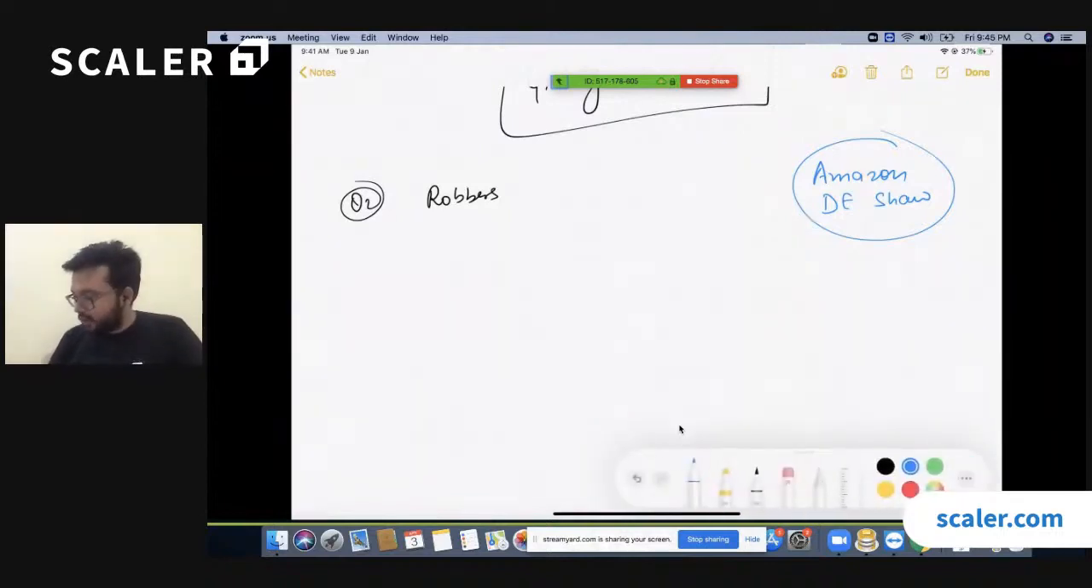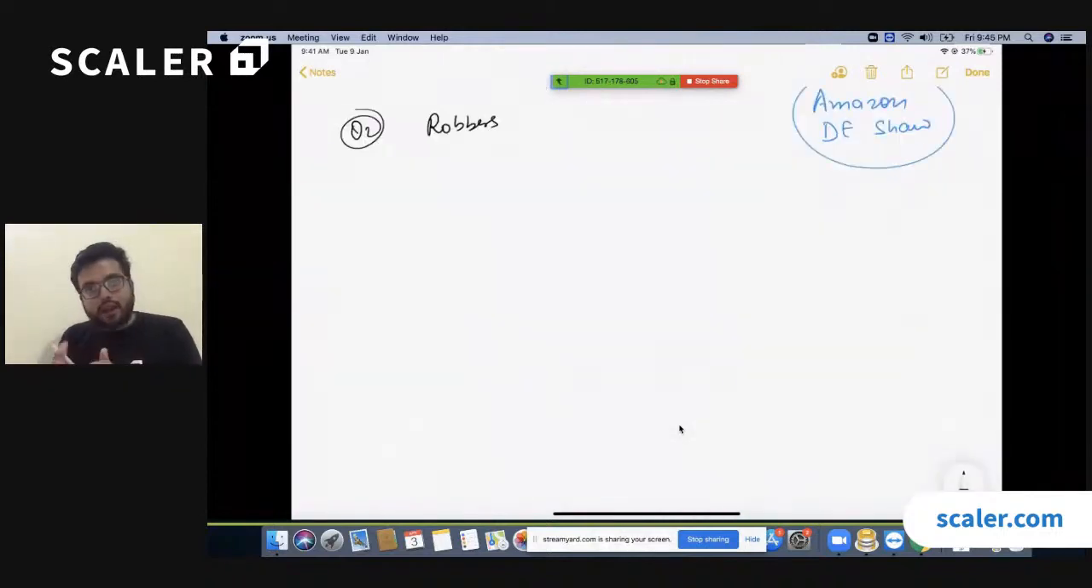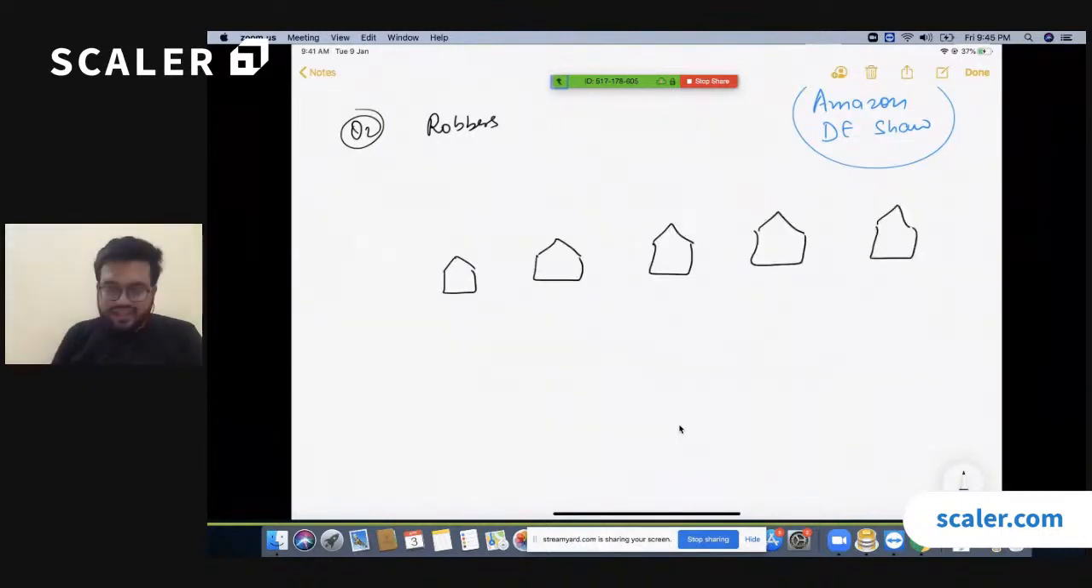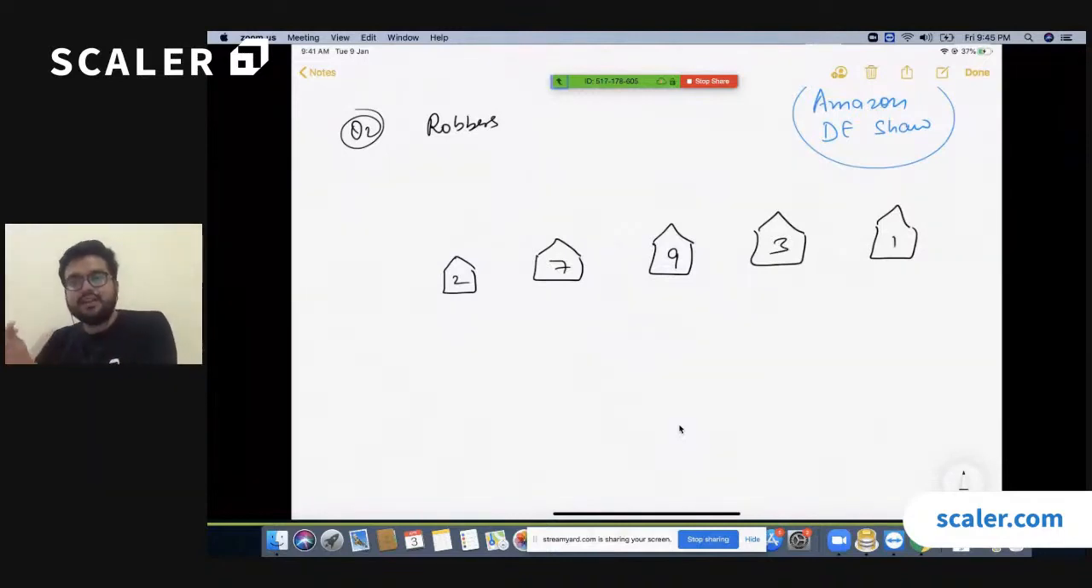Now the problem is as follows: you are a robber. Unfortunately, you are a robber. You see a street where there are n houses. Every house has some gold coins in it. So let's assume the first house has 2 gold coins, second house has 7 gold coins, third house has 9 gold coins, 3 and 1. So these are the gold coins that are present in these houses that you see on a single street.